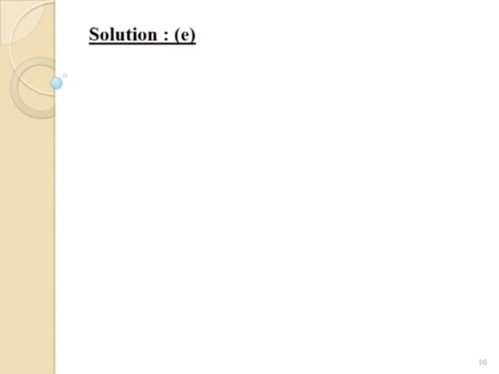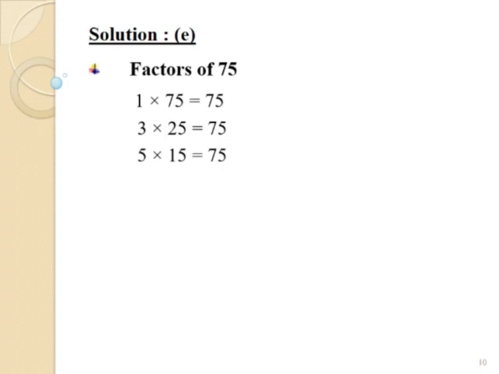Now, sum E. Factors of 75. 1 seventy-five is 75. So, 1 and 75 are the factors of 75. 3 twenty-fives are 75. So, 3 and 25 are the factors of 75. 5 fifteens are 75. So, 5 and 15 are the factors of 75.